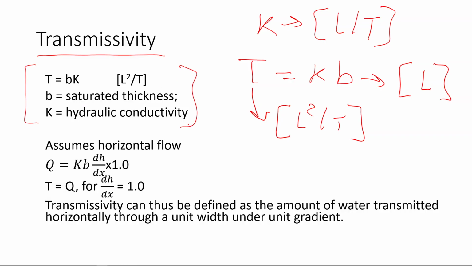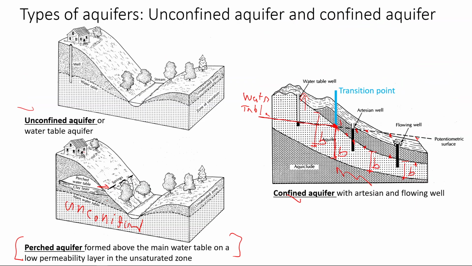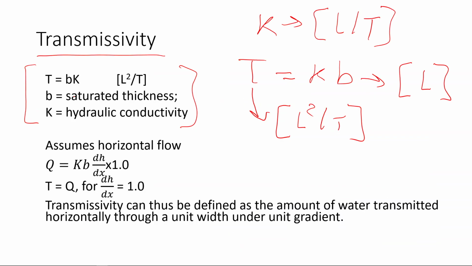For confined aquifers, you still can use it, but it's not a very helpful term, because for an unconfined aquifer, once you start pumping, the water level will go down, and this B will change. But for a confined aquifer, once you start pumping, the saturated thickness will not change. This B will not change. The water level here will not change once you start pumping, versus here, your water level will change.